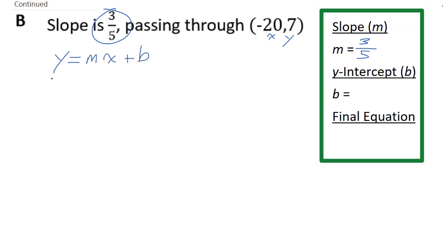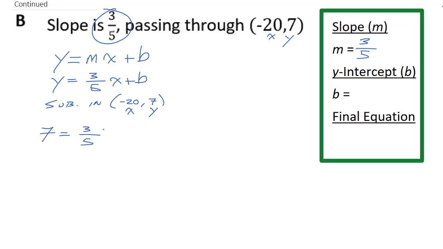So here we go. I'm going to start by substituting in my slope first, right? And we want to substitute in the point. And we generally want to state which point we're substituting in, because later we're going to run into ones where there's multiple points. Okay, so we're going to replace x with -20, y with 7. 7 equals 3/5 times -20 plus b.